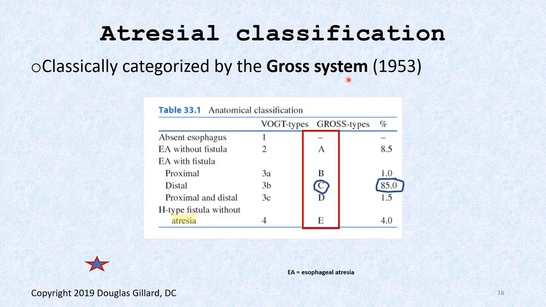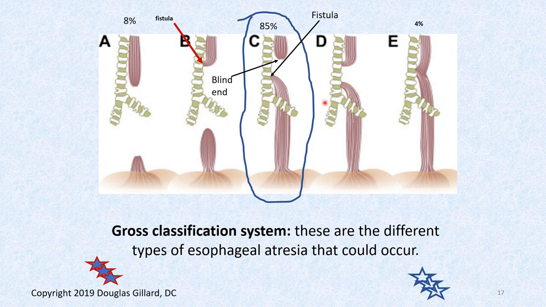Right? These are categories by the Gross system, which has been around forever. The most common one of these things is a Gross C classification. The Vogt is another classification. We don't worry about those. Gross, about 85% of them have this Gross classification type C esophageal atresia. So it's not the only one, but let's look at what a Gross C looks like.